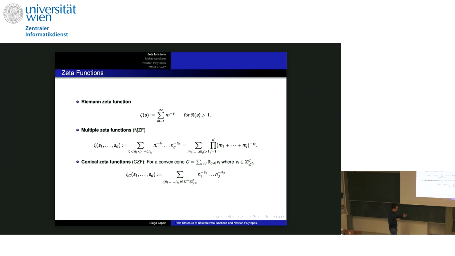And a third type of known multivariable zeta functions are conical zeta functions, which are defined for a convex cone of this form, where the vi's are vectors in R^d with non-negative arguments. Then we can sum over all integer points inside this cone. That's another type of zeta function, which also admits a meromorphic continuation to the complex space C to the power d.